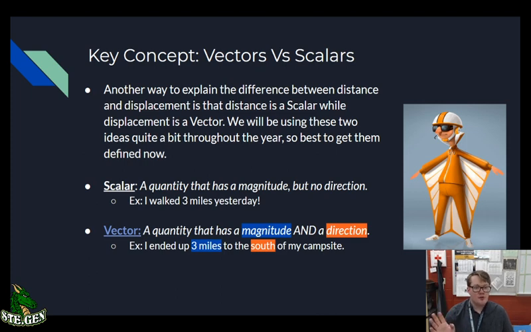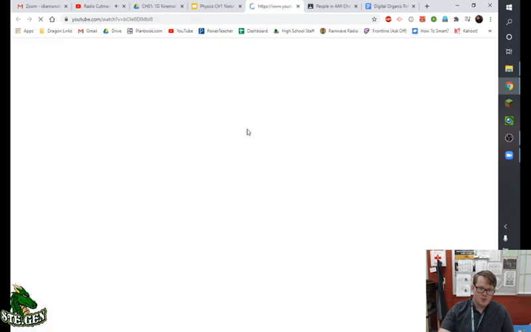And we're going to be using both of these ideas quite a bit through the year, so this is a good time to get them out of the way. A scalar is a quantity that has a magnitude but no direction. So, for example, I walked 3 miles yesterday, while a vector is a quantity that has magnitude and direction. It's usually represented by an arrow, as you will see if you click on this beautiful video.